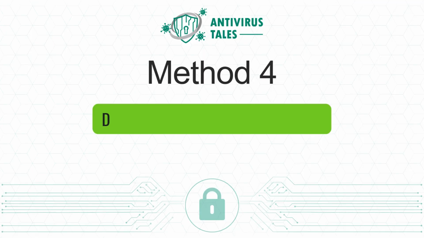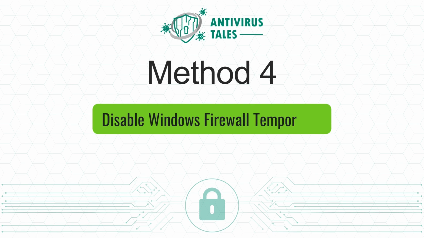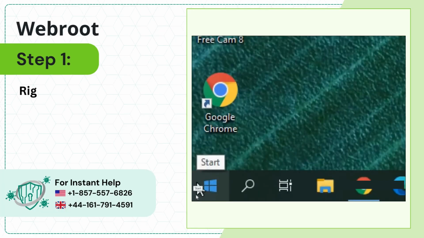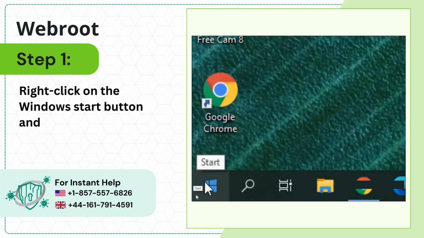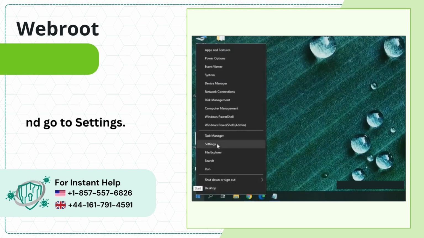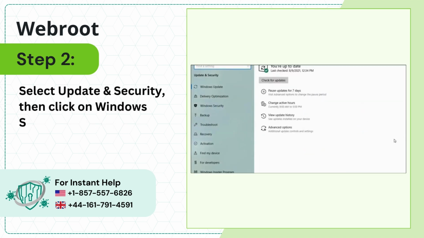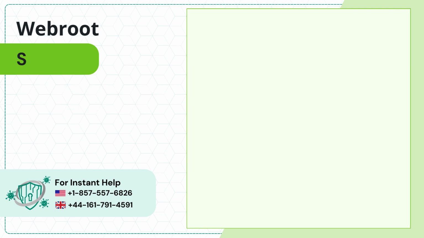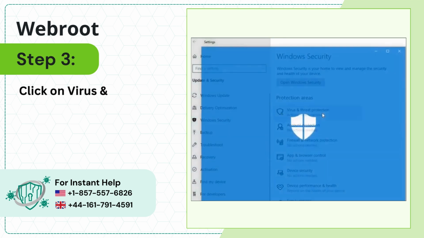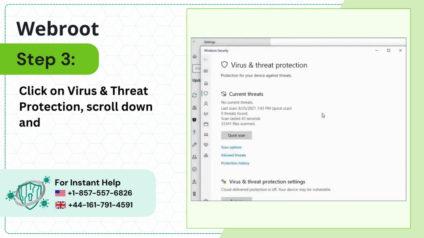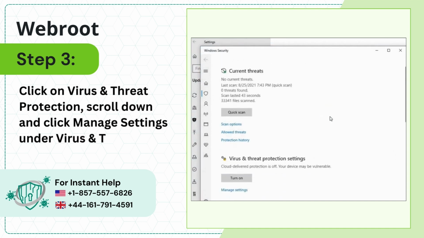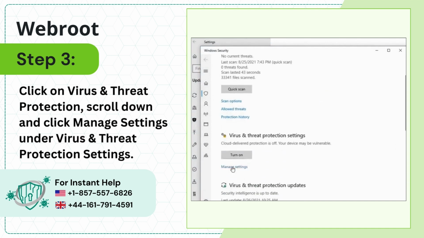Method 4. Disable Windows Firewall temporarily. Step 1. Right-click on the Windows Start button and go to Settings. Step 2. Select Update and Security, then click on Windows Security. Step 3. Click on Virus and Threat Protection, scroll down and click Manage Settings under Virus and Threat Protection Settings.